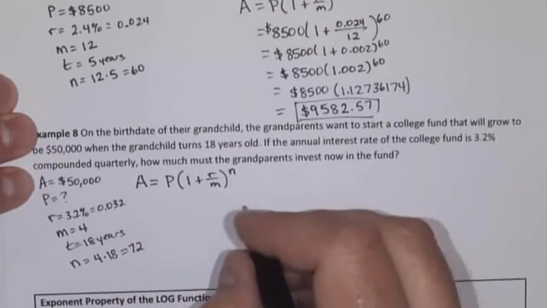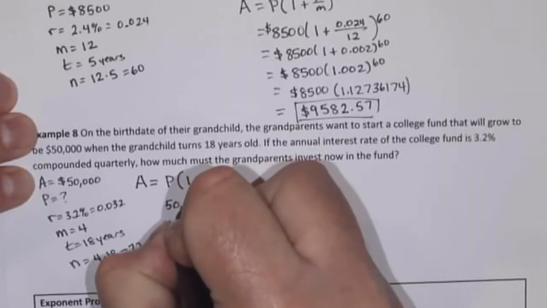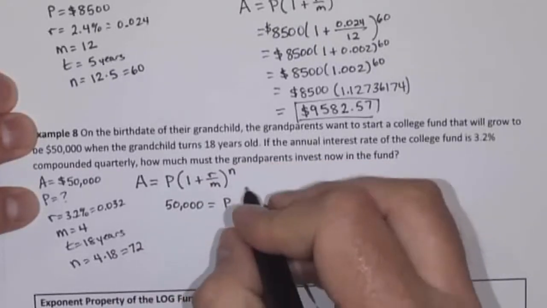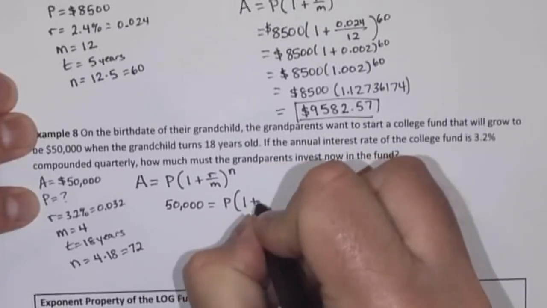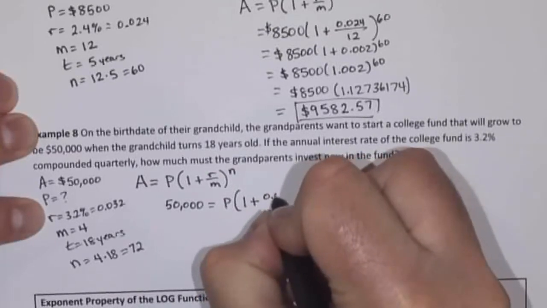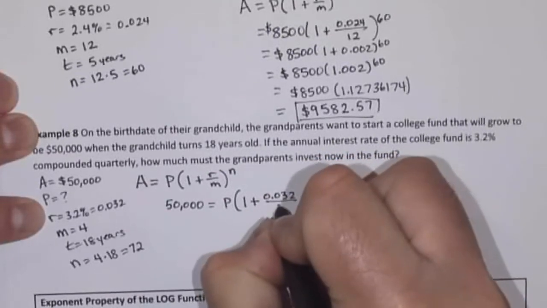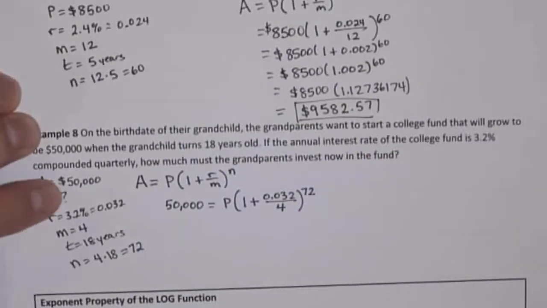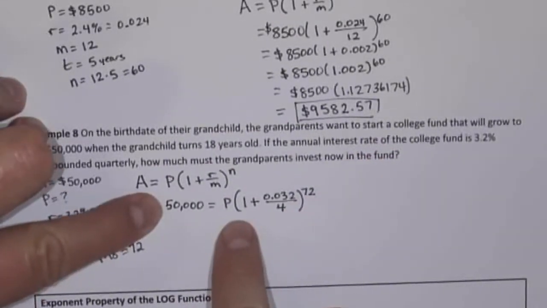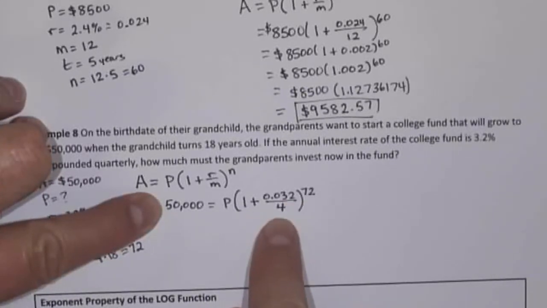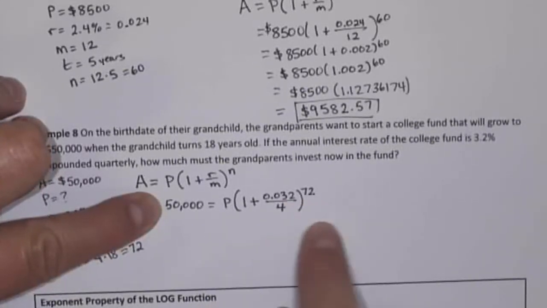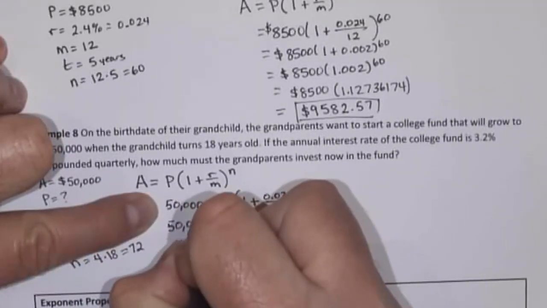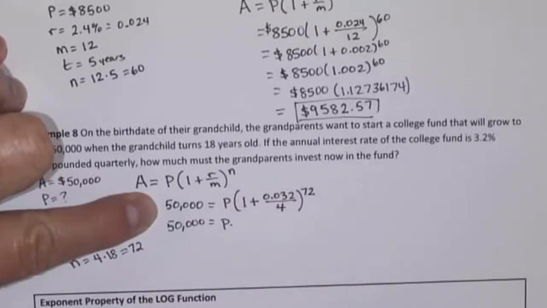So using my formula, we have $50,000 is going to equal the principal, whatever that is, times 1 plus R, which is 0.032, divided by 4, raised to the 72nd power. So the 1 plus 0.032 divided by 4 raised to the 72nd power, that's just a number. So I want to figure out what that is. So 50,000 is equal to P times.